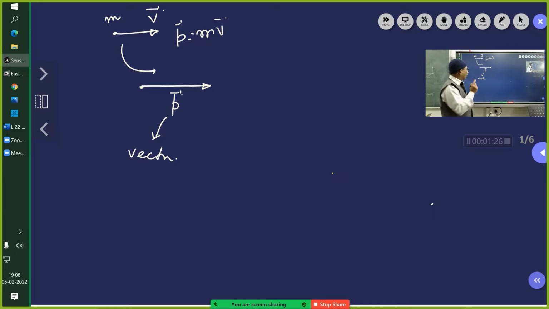Now, it's a vector, means it has got magnitude and direction. If you want to change this vector, what do I say? Cause a change of this vector means you should change it by say delta p bar. Then what you have to do? Apply some impulse. Why impulse? Like force.